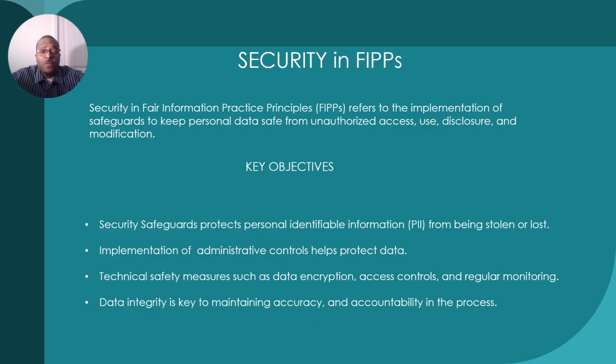With security in FIPS, this refers to the implementation of safeguards to keep data protected. The key objectives include the safeguards to keep information from being stolen or lost, the implementation of access controls for access to the data, safety measures such as encryption, access control, and regular monitoring, as well as data integrity for accountability.